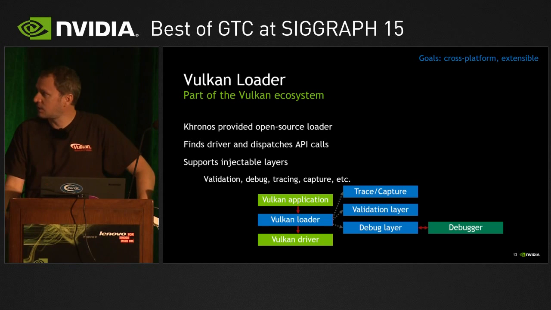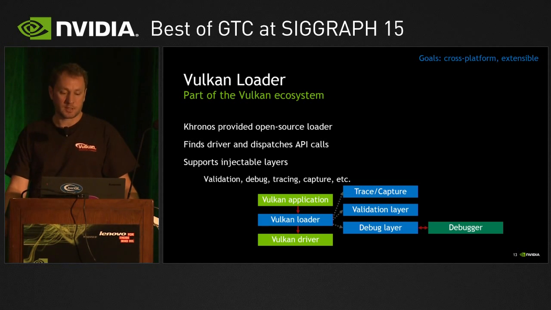to check your application, make sure that you're not passing in any invalid arguments, and make sure that the application is obeying all hazards, and also that it's written to be platform independent. And then when your application is developed, you simply run Vulkan without the validation layer.